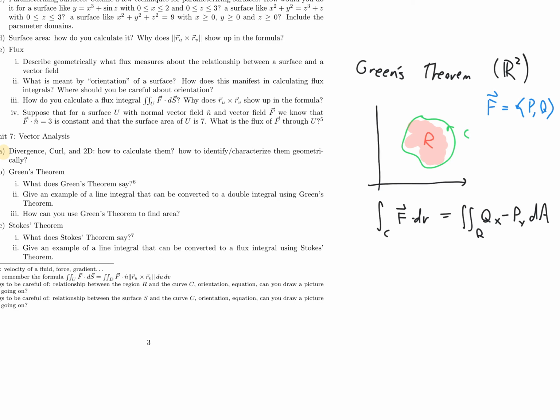And then another application that I'll refer you back to the notes for is using Green's theorem to find area, because you can set up area as the double integral of the number 1 and then turn that back into a line integral. And again, I'll refer you back to examples we've done about that.